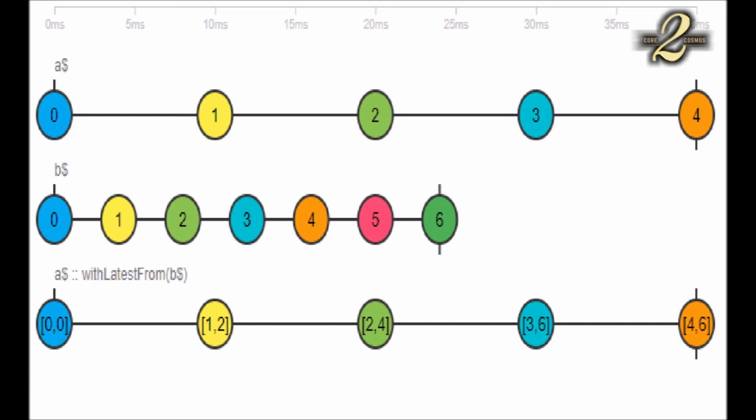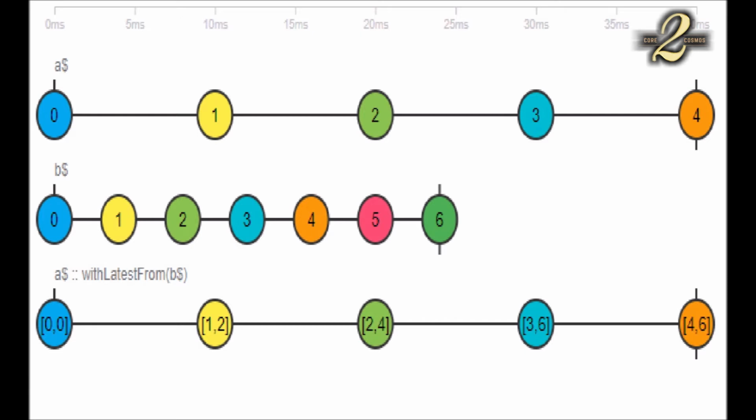When you look at observable B, at the 0th millisecond it emits the value 0, at the 5th millisecond it emits the value 1, around the 7th or 9th millisecond it emits the value 2. Around the 12th millisecond it emits the value 3. At the 15th millisecond, observable B emits the value 4. At the 20th millisecond, it emits 5. And at around the 24th millisecond, observable B emits the value 6.